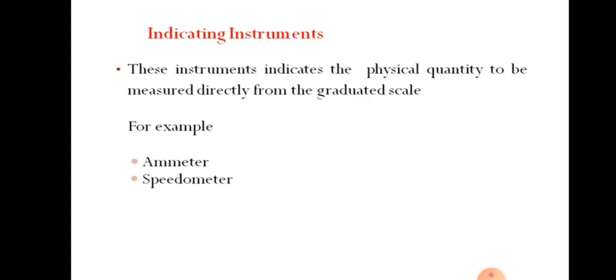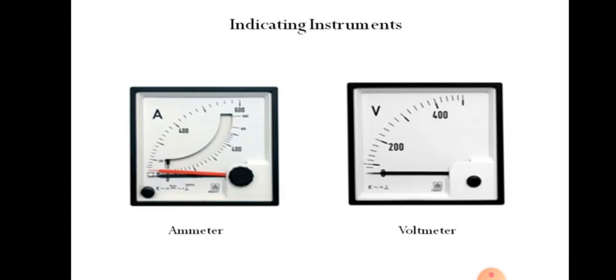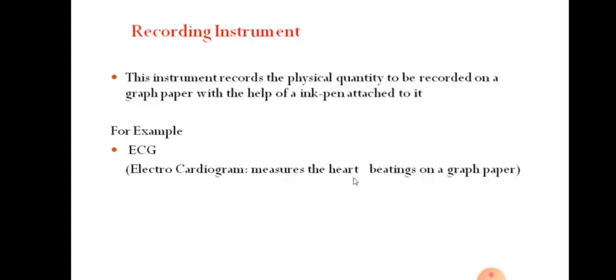Then the second type, here we have shown two examples of ammeter and voltmeter. Here we can see the display is in the form of a pointer. So according to the physical quantity, the pointer will move upwards towards the higher scale. These are the two types of indicating instrument. Then next is the recording instrument.